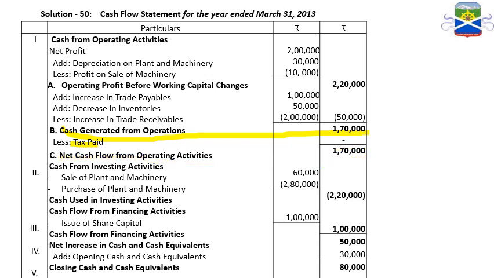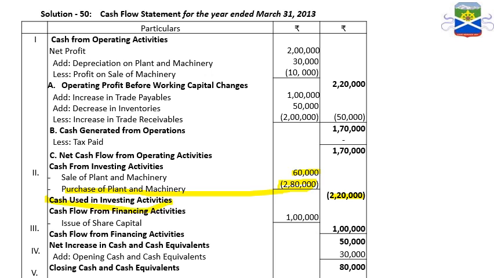So this is the first part of your question. Now we'll go for the investing activity. Under investing activity, we have sale of machinery, which is given in the question, 60,000, whose book value is 50,000. And purchase of machinery, this plant and machinery, comes from the workings, which will be shown in the next slide, that it is 2,80,000, just remember it. Taking these two figures, one plus and one minus, we have a negative figure of 2,20,000, that is cash used in investing activity.